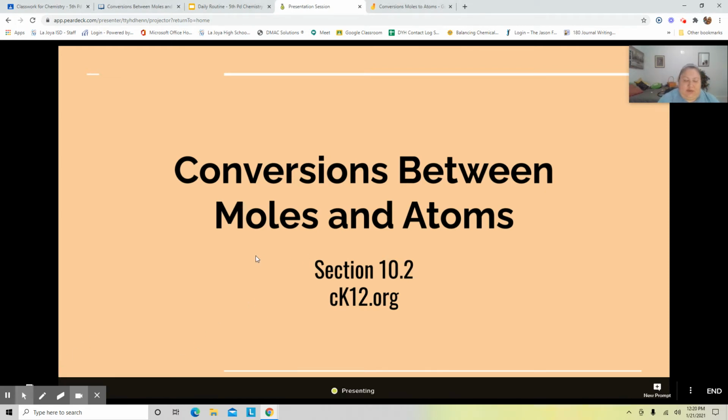Hi guys, so today we're going to be talking about conversions between moles and atoms, section 10.2 from your CK12 packet.